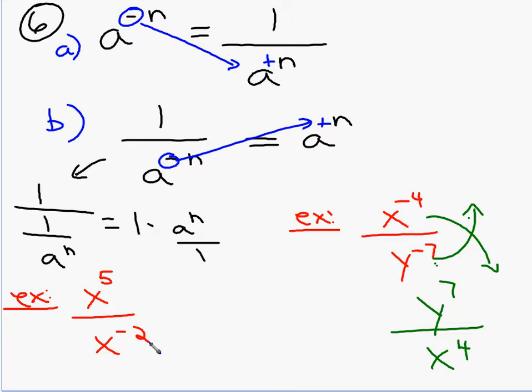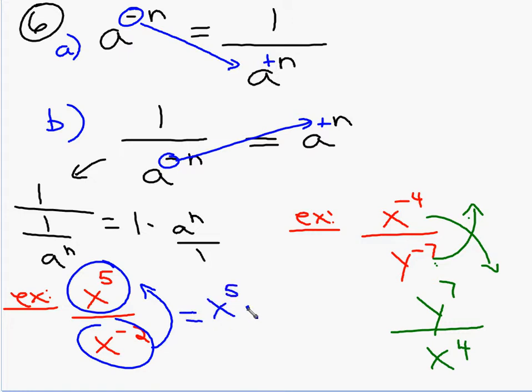Well, this time, the one on top is not negative, so it doesn't go anywhere. But the one on bottom is going to come to the top and become positive, which is what we just said. So this is going to become x to the 5th times, it is a multiplication problem, times x to the 2nd. Like that. Now what do I do with the 5 and the 2? Add them, and now we have x to the 7th.